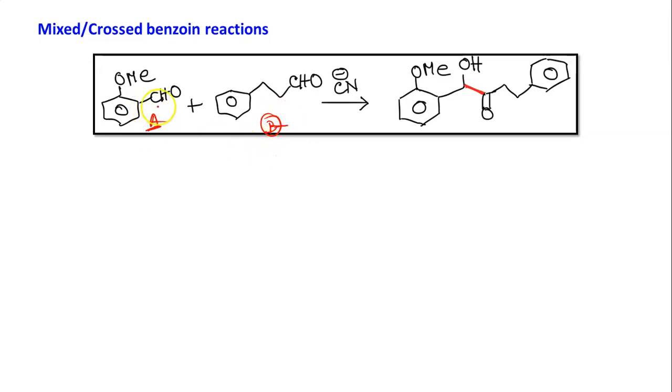Now why is it so? Because here the double bond character of the carbonyl is less, because this carbonyl can take part in resonance with the pi bonds of the benzene ring, but that is not possible in the case of this aliphatic CHO. That is why CN minus will attack here, and as a result it will act as donor, and this is the acceptor. If it is donor, that means the CO part, this is the alpha hydroxyketone.